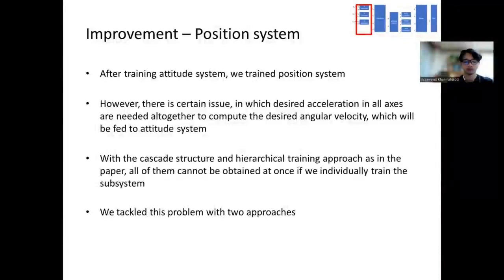And for the final improvement step, we modify and train the position system. However, there is a certain issue in which the desired accelerations in all axes are needed altogether to compute the desired angular velocity, which will be fed to the attitude system. But with the cascade structure and hierarchical training approach as in the paper, all of them cannot be obtained all at once if we individually train the subsystems. And so we tackle this problem with two approaches.